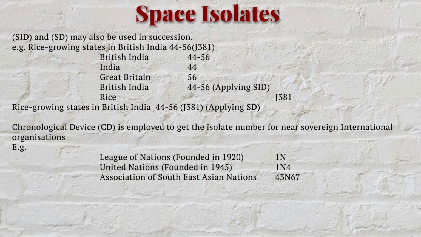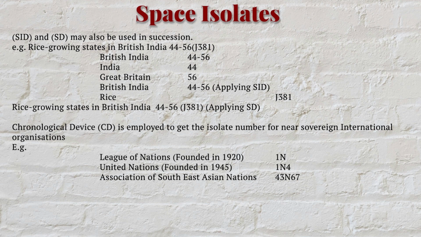Superimposition device and subject device may also be used in succession. Here you can see the example, British India 44-56 and rice J381. So first by superimposition device 4456 hyphenated, and J381 with subject device, we get rice growing states in British India.